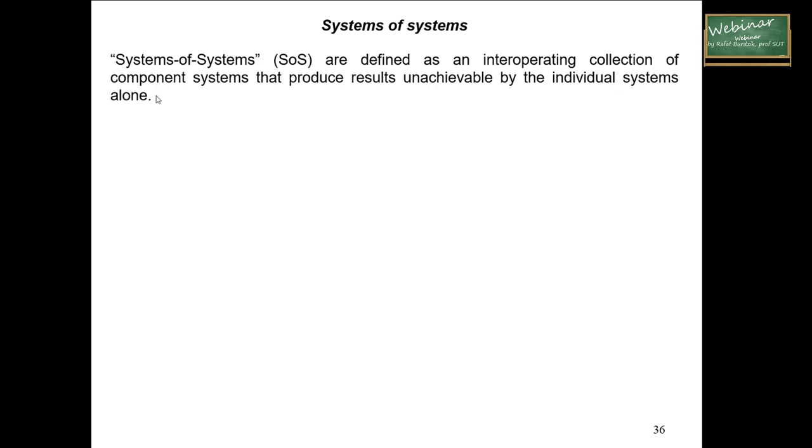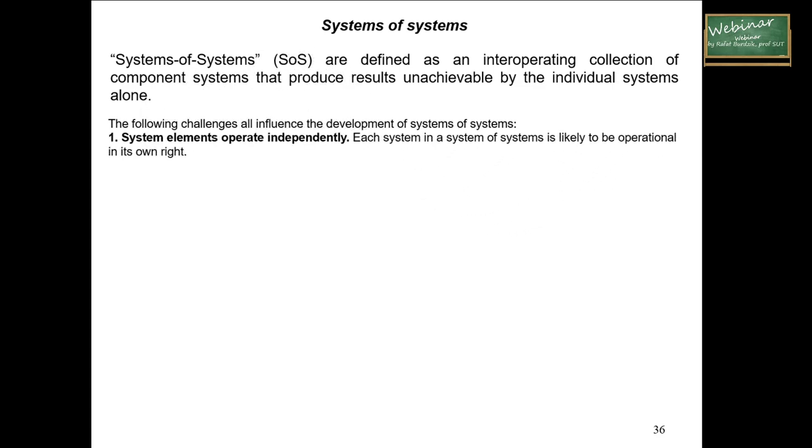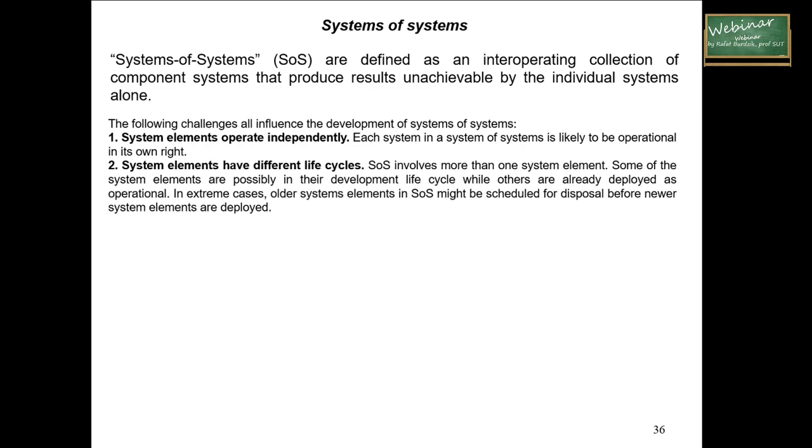I already mentioned a similarity when talking about the team approach for project management, where the acronym TEAM means that together everyone achieves more. It's exactly the same. The following challenges influence the development of a system of systems. The first one is that system elements operate independently. Each system in a system of systems is likely to be operational in its own right.